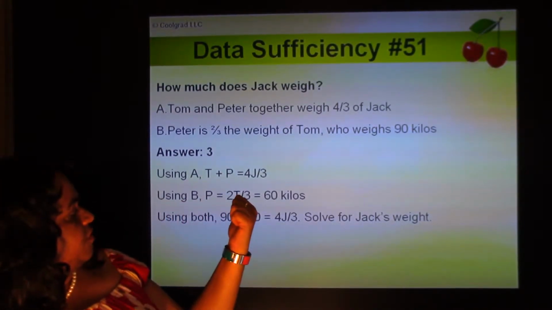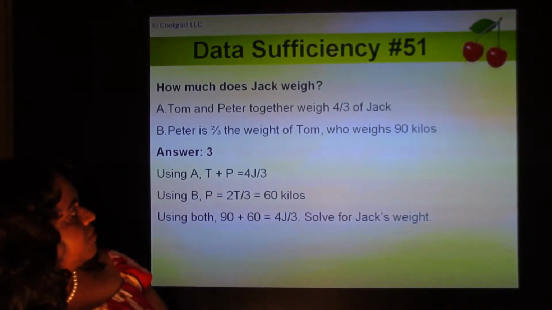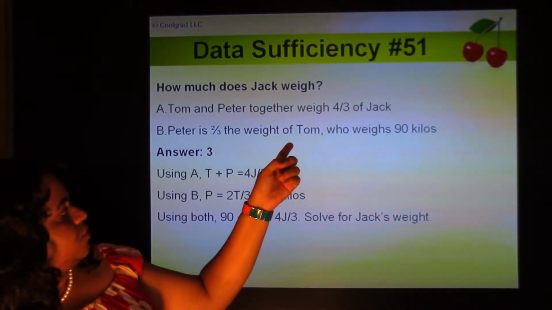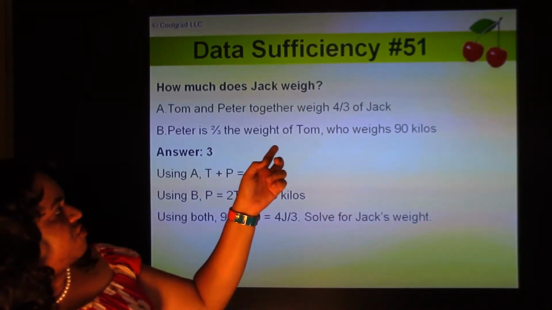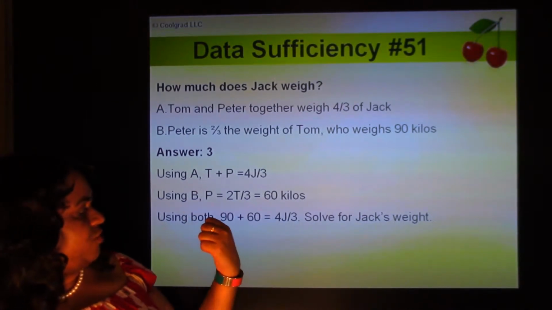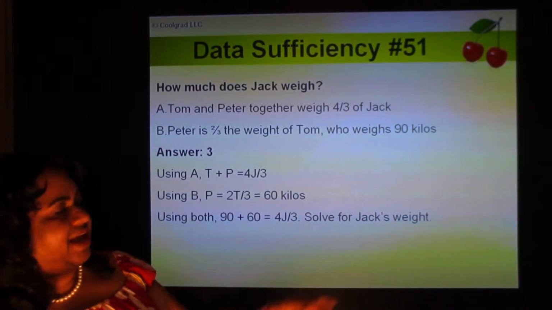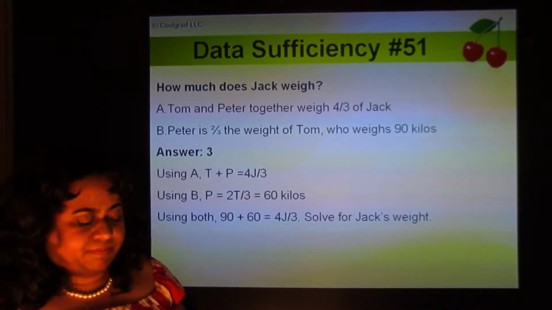Peter is 2/3 of the weight of Tom, and Tom is 90 kilos, so Peter is 60 kilos. So from this we get the weight of Tom and Peter, but we don't know the relationship between their weight to Jack's weight. So using both the statements together, we can solve for Jack's weight. So we pick option 3. We need both the statements to solve this problem.